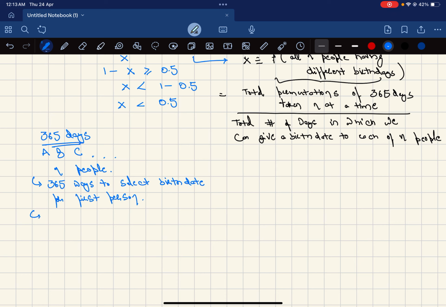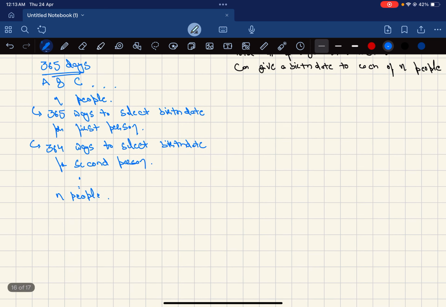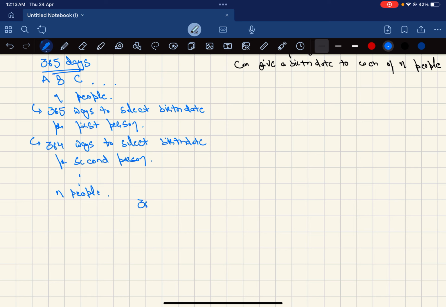But now, since we want each of the n people to have a different birthday, for the second person we will have 364 ways to select a birth date, and so on till n people. Therefore, this is nothing but 365 multiplied by 365 minus 1 and so on. We have n terms here.